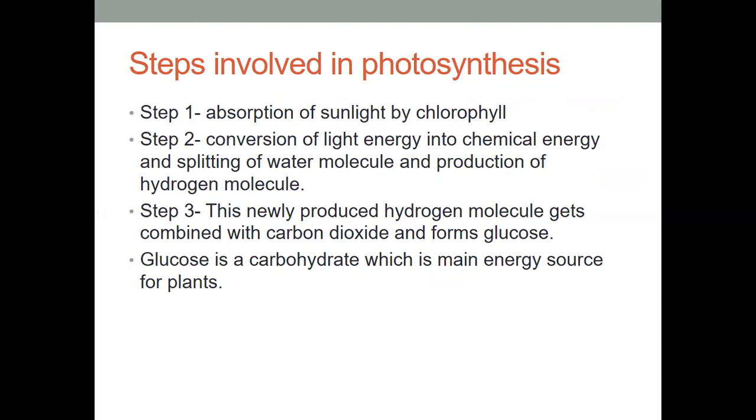So let's revise once more. Absorption of sunlight by chlorophyll, conversion of light energy into chemical energy, splitting of the water molecule and production of hydrogen. The hydrogen that is produced will combine with carbon dioxide and form glucose. Glucose is a carbohydrate which is the main energy source for plants. So I hope you all know the meaning of carbohydrate. Carbohydrates are compounds which are made up of carbon, hydrogen and oxygen.